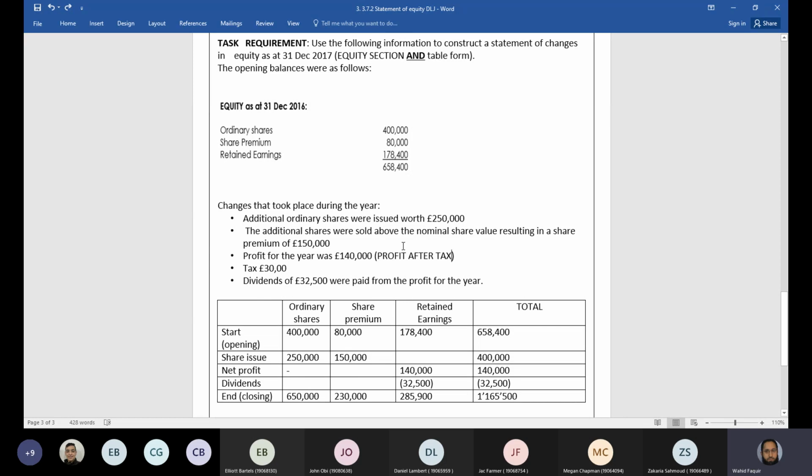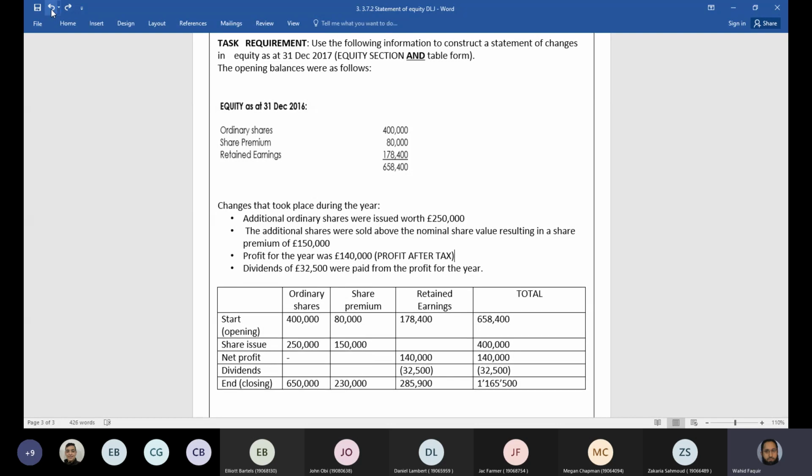Now you can see the value of ticking things off. If you tick things off, you wouldn't make any mistakes like that anyway. But in this case, the tax is already taken off, presumably, because there is no figure. I put it in brackets there later. Dividends were distributed at 32,500. They were paid during the year.